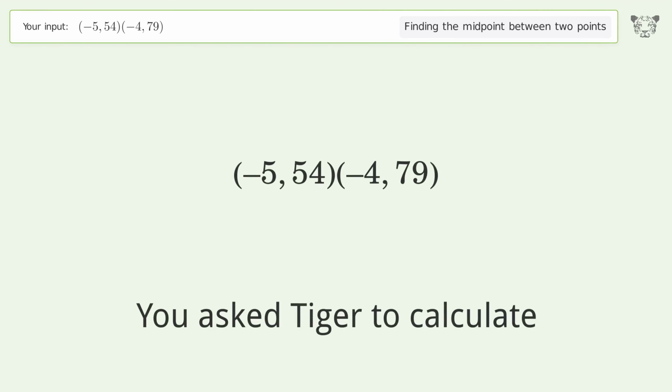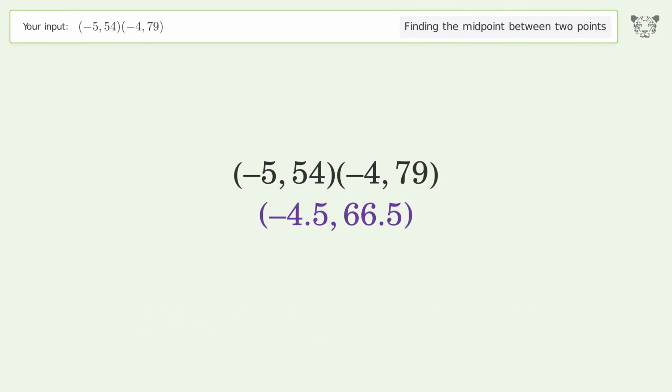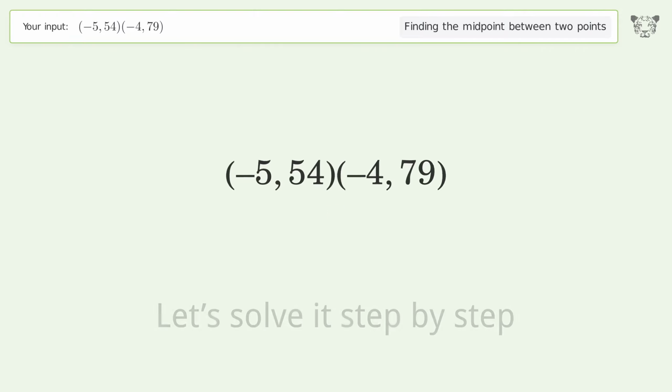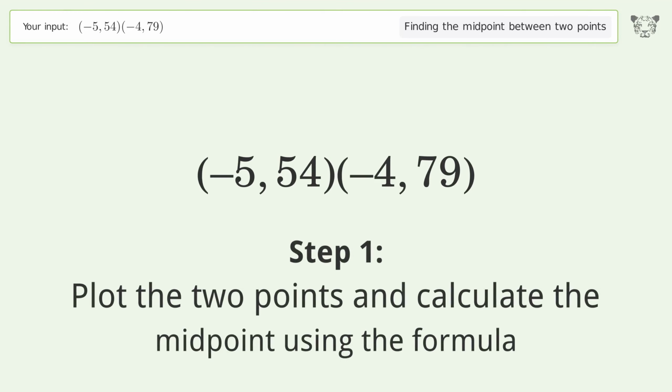You ask Tiger to calculate. This deals with finding the midpoint between 2 points. The midpoint between the 2 points is negative 4.5, 66.5. Let's solve it step by step. Plot the 2 points and calculate the midpoint using the formula.